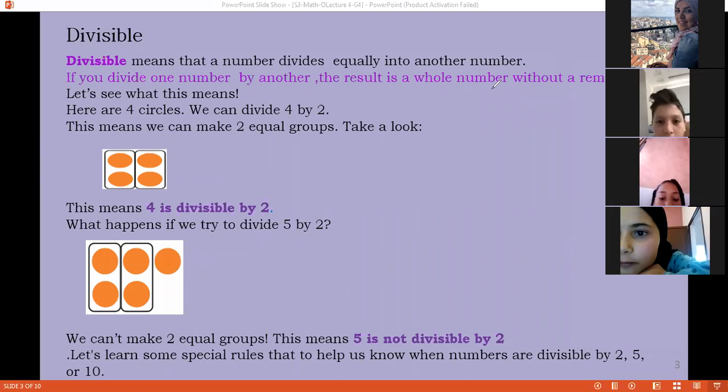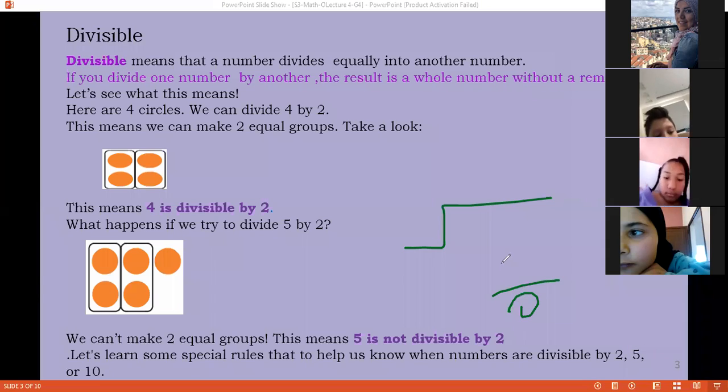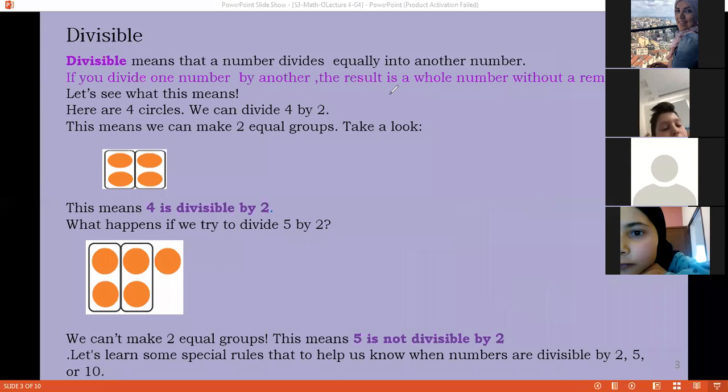So now I'm going to teach you a trick. How can you know directly that a number is divisible by 2 or by 5 or by 10 without making circles and trying to group them in groups, or even dividing? So we are not going to divide and check if the remainder is 0, then this is divisible. Or I'm not going to draw circles and arrange them into groups. I'm going to teach you a trick.